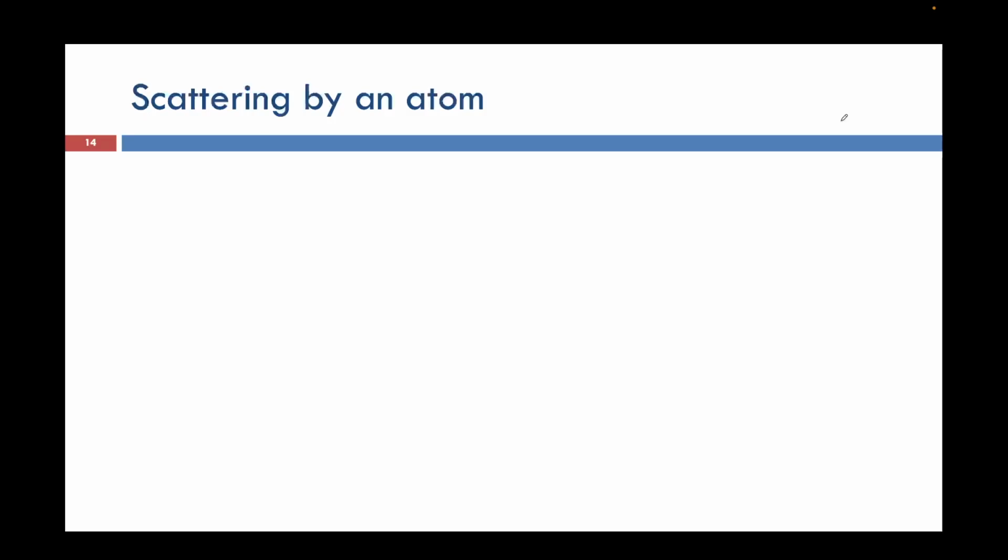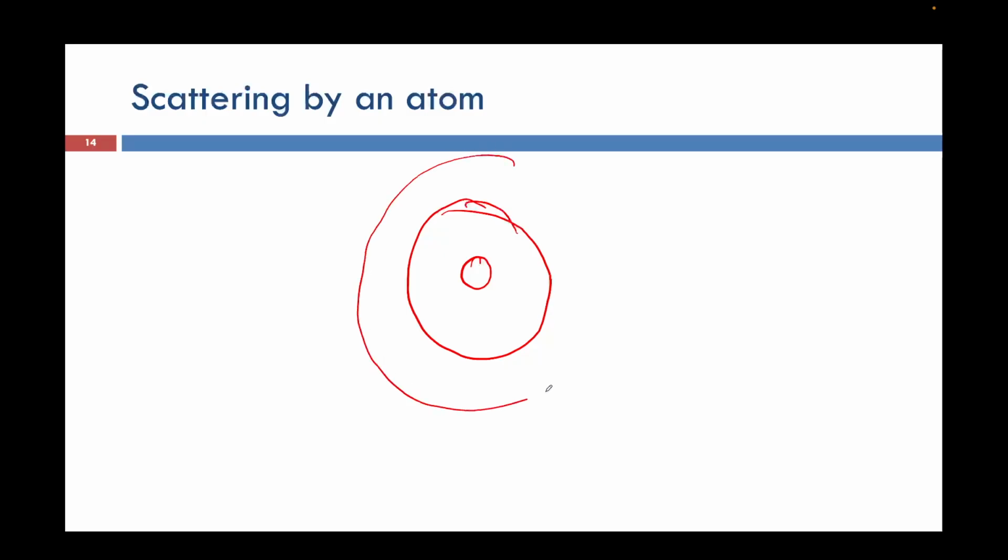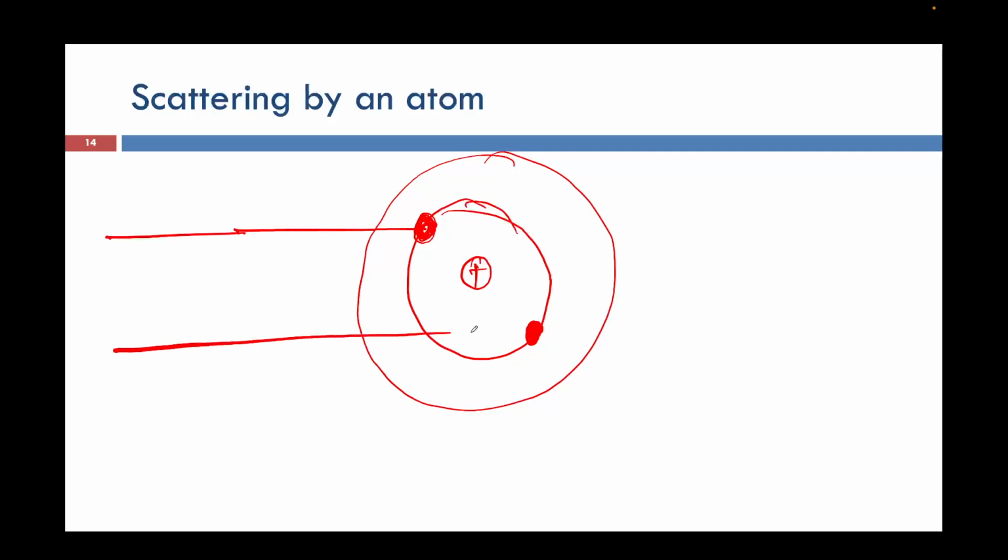Then, if we are seeing the scattering by an atom, let's say this is the positive nucleus, and here is an electron, and here is another electron like this one. Two of my incident waves are coming like this. This is the coherent scattering I'm talking about. I think we'll study it in the next class.